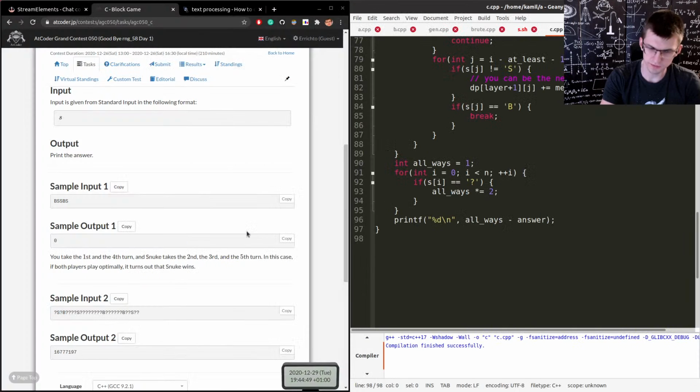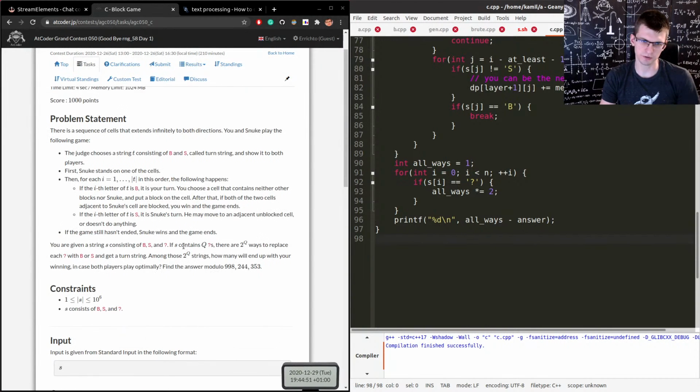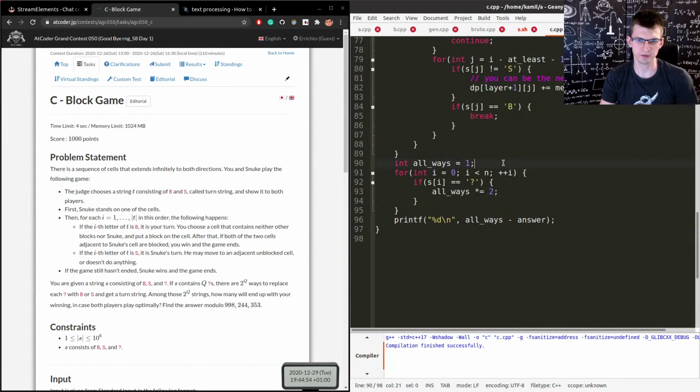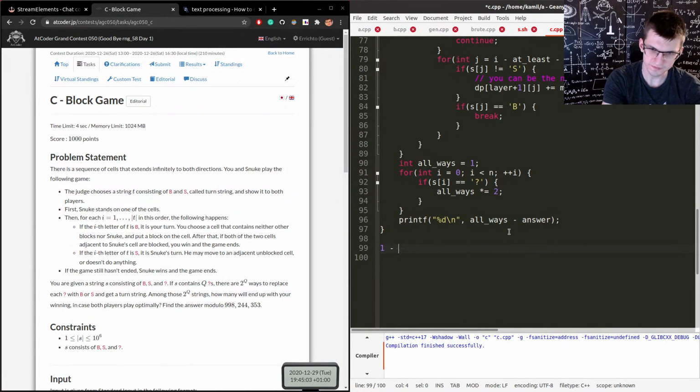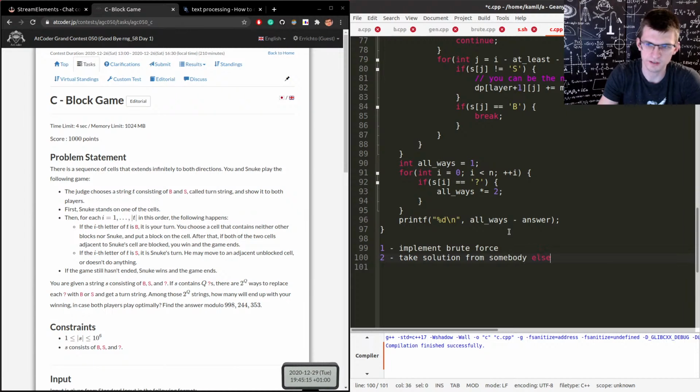Right, let's cheat. Should I just implement a brute force? Okay, chat, quick poll. You can type 1 or 2. 1 is implement brute force, which will be boring, but you know, something. And 2, take solution from somebody else. And I will not read it. I will pretend that I implemented the brute force. This will take like 5 minutes, 1 or 2.